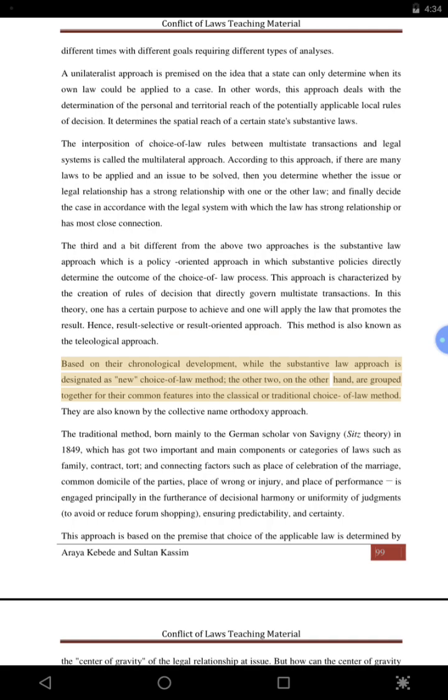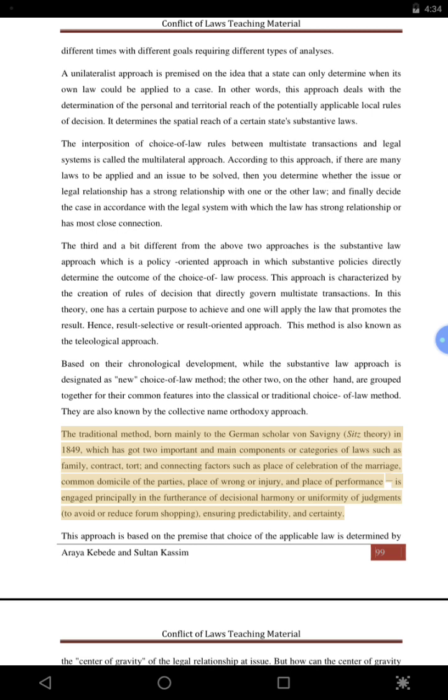Based on their chronological development, while the substantive law approach is designated as the new choice of law method, the other two, on the other hand, are grouped together for their common features into the classical or traditional choice of law method. They are also known by the collective name orthodoxy approach.